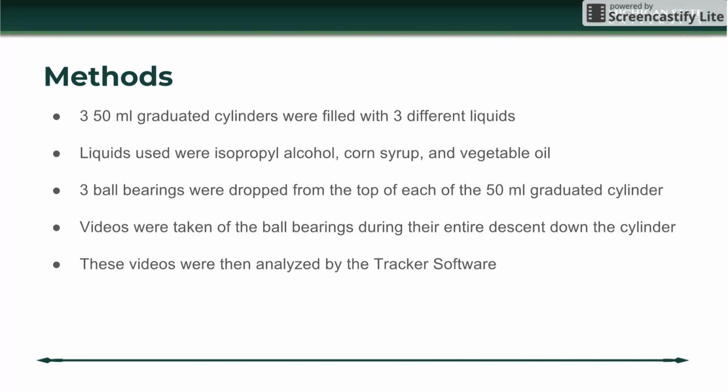For our methods, we used three 50 milliliter graduated cylinders and filled them with three different liquids. The liquids we used were isopropyl alcohol, corn syrup, and vegetable oil. Three ball bearings were dropped from the top of each of the 50 milliliter graduated cylinders, and videos were taken of the ball bearings during their entire descent down the graduated cylinder. These videos were then analyzed using the Tracker software.